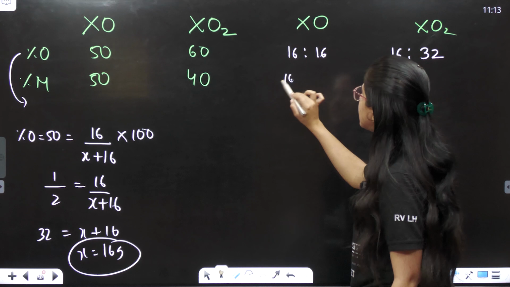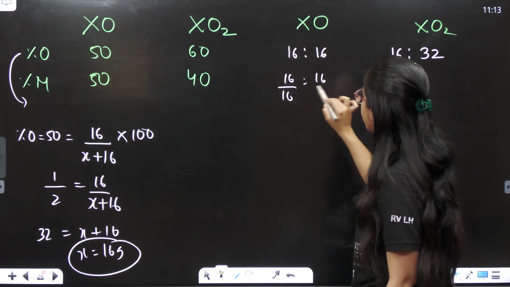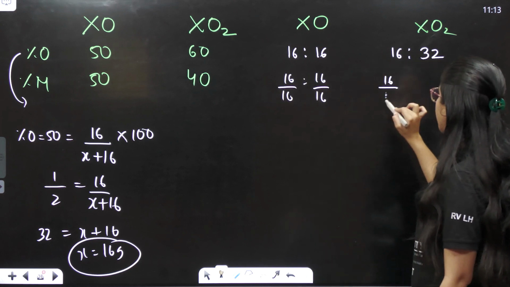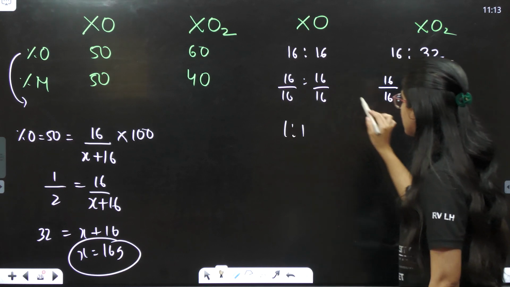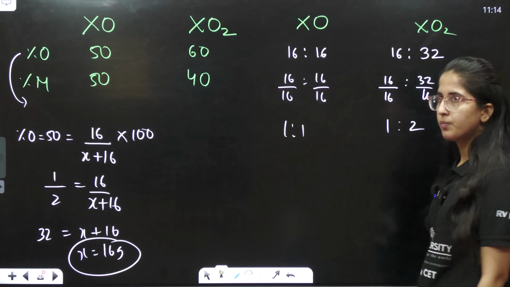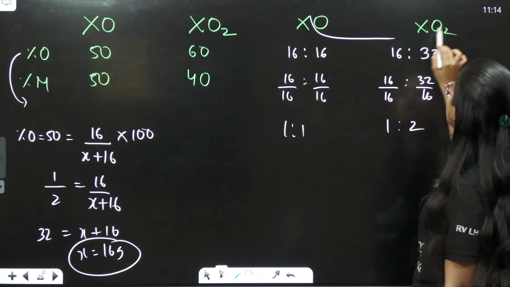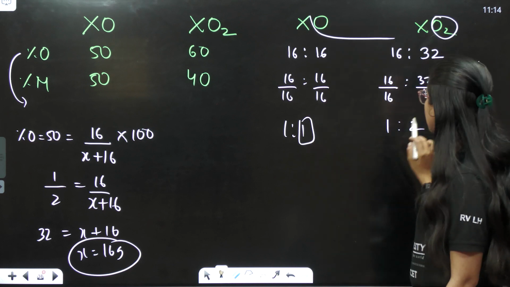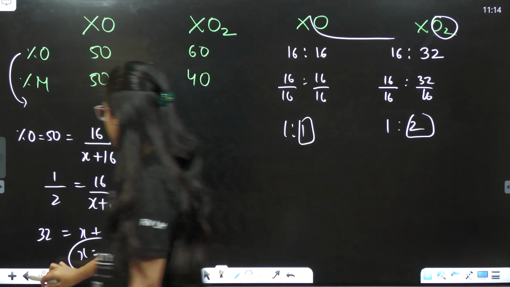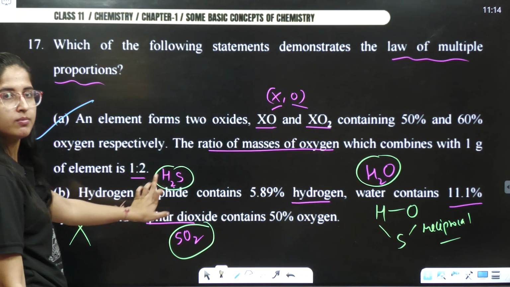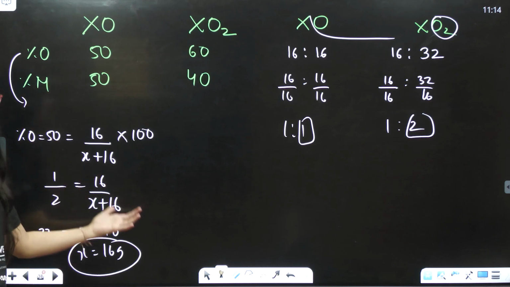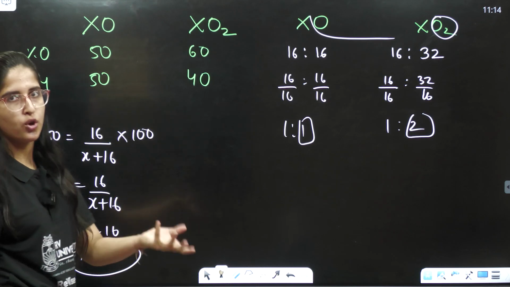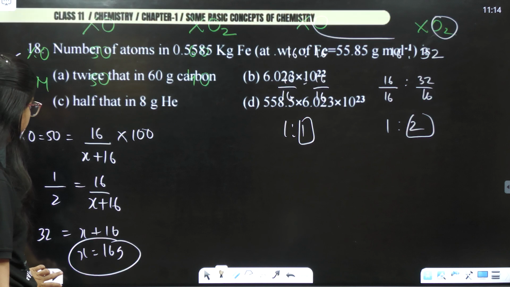So what will you get? 16 divided by 16 is to 16 divided by 16, is to 32 divided by 16. So 1 is to 1 and 1 is to 2. So what is the ratio of oxygen now here? It is 1 is to 2 ratio, which was given here. Is it true? Correct? So no need to do this in the examination, but just for your information I have told you.